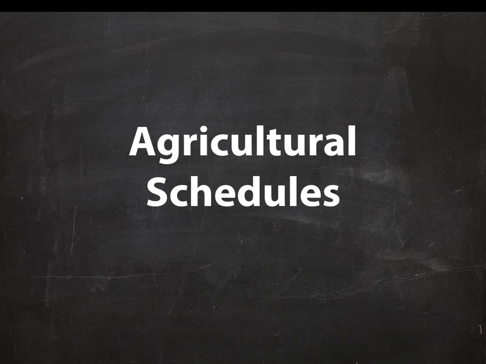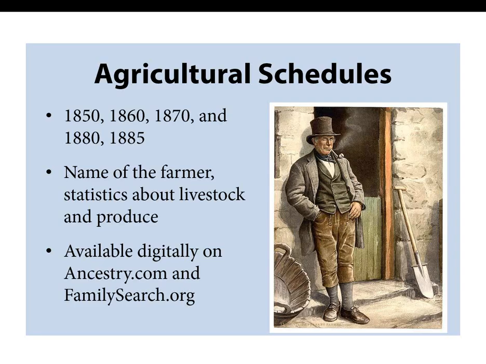So the first one we're going to go over is the agricultural schedule. And this is a fun one because many of our ancestors at one point in time probably owned a farm, or they worked on a farm, so you can find them on one of these particular schedules. It's taken in 1850, 1860, 70, 80, and 1885. The 1885 schedule is a territorial census, so that's not done for every state, but the others would have been done for all of the states that participated in that particular census schedule. We get the name of the farmer and some statistics about livestock, and for the most part, you can find some of them on Ancestry.com and FamilySearch.